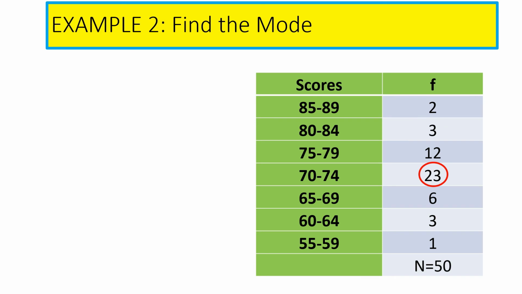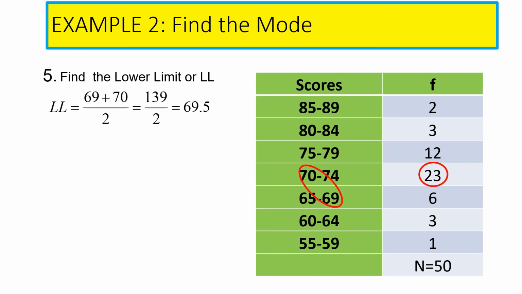We are already in step 5. We need to find the lower limit, or LL. Look at the position of the highest frequency. The position of the highest frequency has something to do with the lower limit. So we have our lower limit as the midpoint of 69 and 70. That is 69 plus 70 divided by 2, which is equal to 139 divided by 2, which is equal to 69 and 5 tenths.